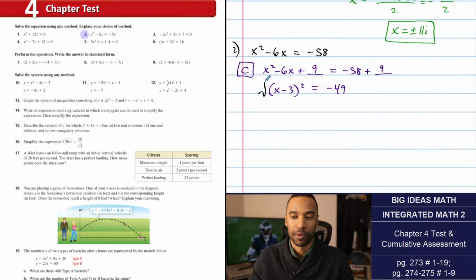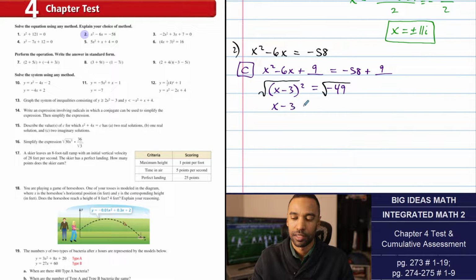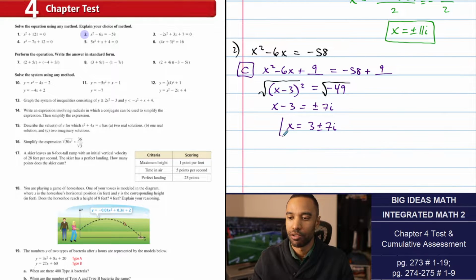Now we take the square root of both sides, right? This is almost like solve using the square root once we're there. And now we have x minus 3 equals plus or minus 7i. Add 3 to both sides, we get x equals 3 plus or minus 7i. So there's my preferred go-to for this problem.